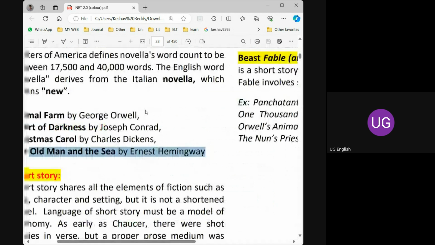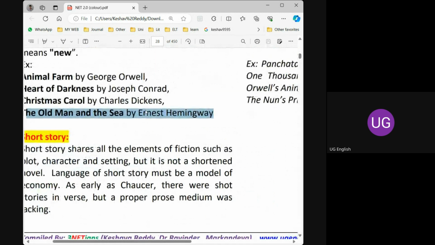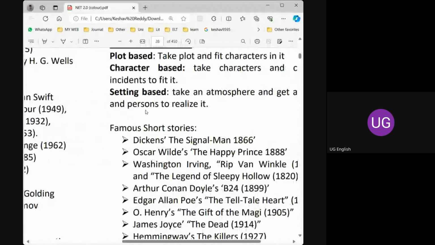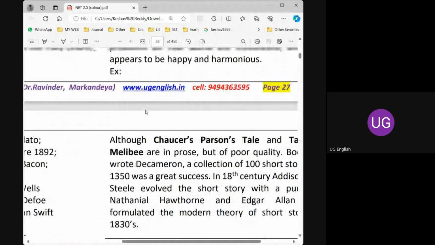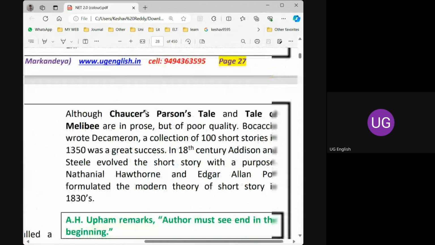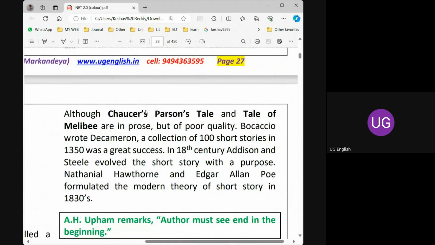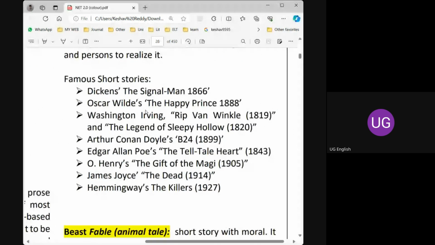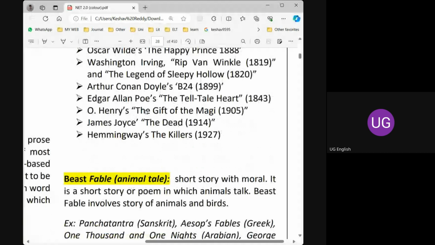And short story, we know that a work of about 7,500 words is called a short story. The plot, the characters, the twists, the turns are very simple. Quick changes are done in short stories, and I have listed some important short stories of English literature. So just make a note of that.